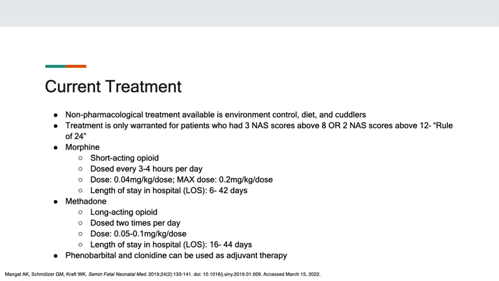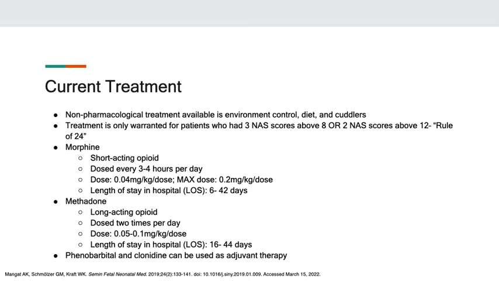As far as methadone goes, it is a long-acting opioid. It's dosed twice a day, and its dose is from 0.05 to 0.1 mg per kg per dose, and its length of stay in the hospital is 16 to 44 days. There's also an adjuvant therapy, phenobarbital or clonidine, that's used if these treatments have hit their maximum dose and we're still seeing those symptoms.